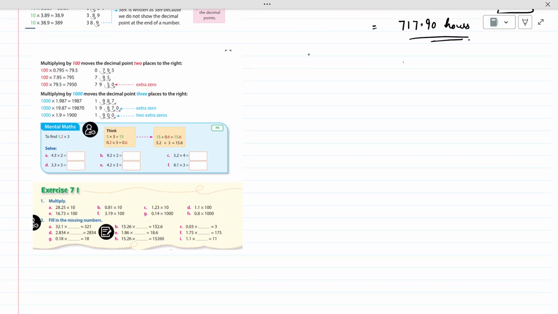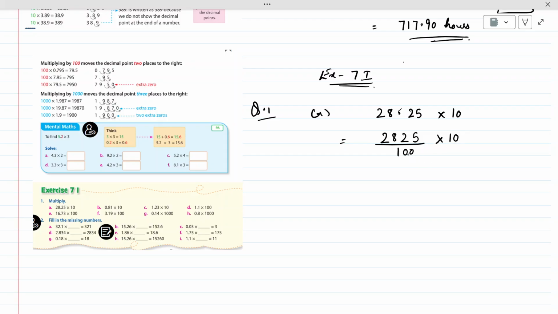Now exercise 7 I also am taking together. This is very easy. What we have here is question number 1. It says multiply 28.25 with 10. Okay, so when we are multiplying this by 10, what we are doing here is, see, we can write 28.25 as 2825 divided by 100. If we remove this decimal point, we are getting 100 here, and now multiplying this with 10. So when we are doing this, 0 is getting cancelled and we are left only with 10 in the denominator.